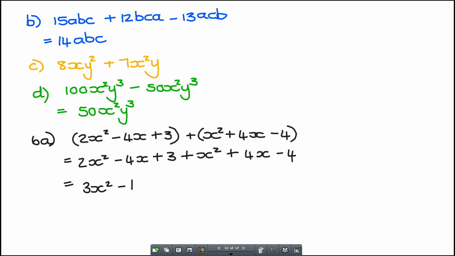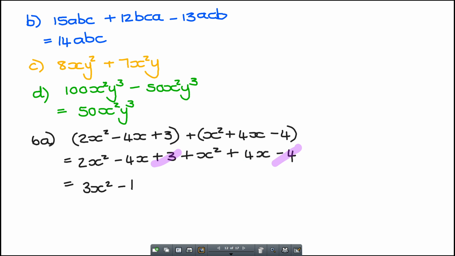Okay, then at 6a, over here we said we first have to get rid of the brackets. Because it was a plus, nothing really changed. Then we look for like terms. So 2x squared plus x squared would give me 3x squared. Okay, then minus 4x plus 4x is 0x. Do we write that? No. Okay, then our constants. So 3 minus 4 gave me minus 1.